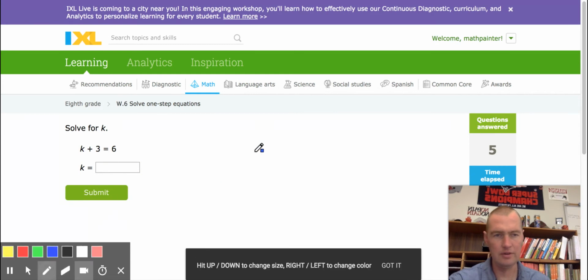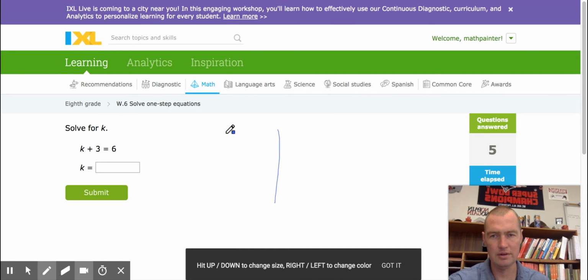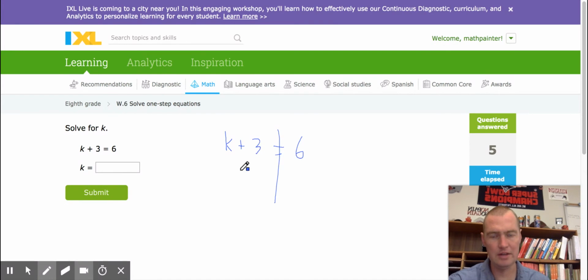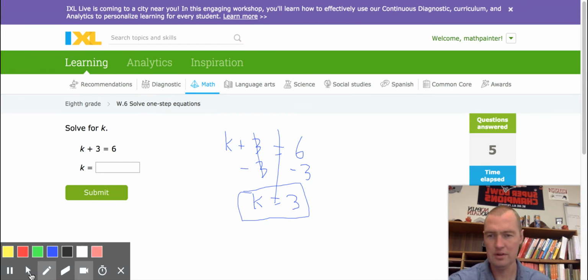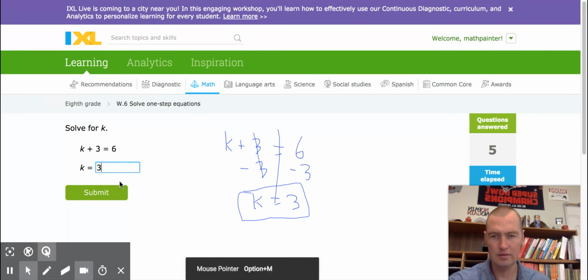All right, next one. We got k plus 3 equals 6. So k plus 3 equals 6. The opposite of adding 3 is minus 3, so subtract 3, and therefore 3 eliminates. K equals 6 minus 3, which takes you to positive 3. So notice it's just the opposite. Whatever you do to one side, do to the other side. So here we go. K equals 3.